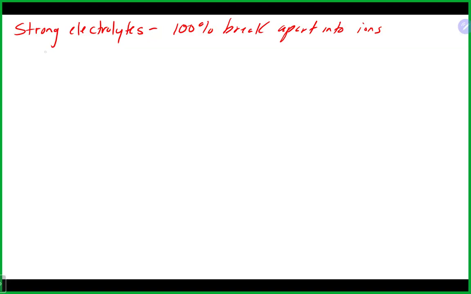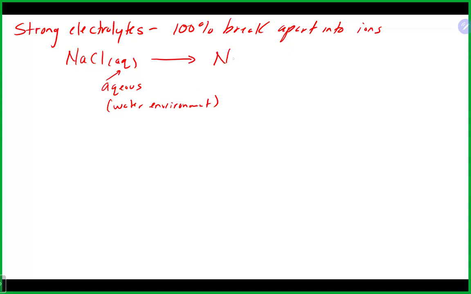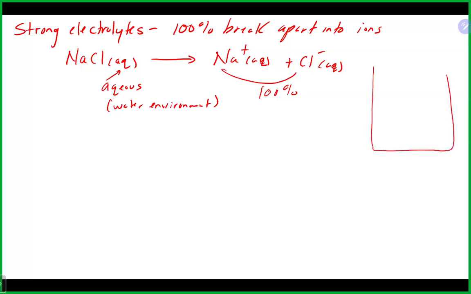If you took sodium chloride and dissolved it in water, you would make a sodium chloride solution that is aqueous, which is basically a water environment. In that solution you will have sodium ions floating around and chloride ions floating around. You'll have 100% ions floating around. There is no NaCl unit still together; it's going to completely break apart. When you look at your beaker, pretty much all you're going to find are sodium ions and chloride ions floating around.